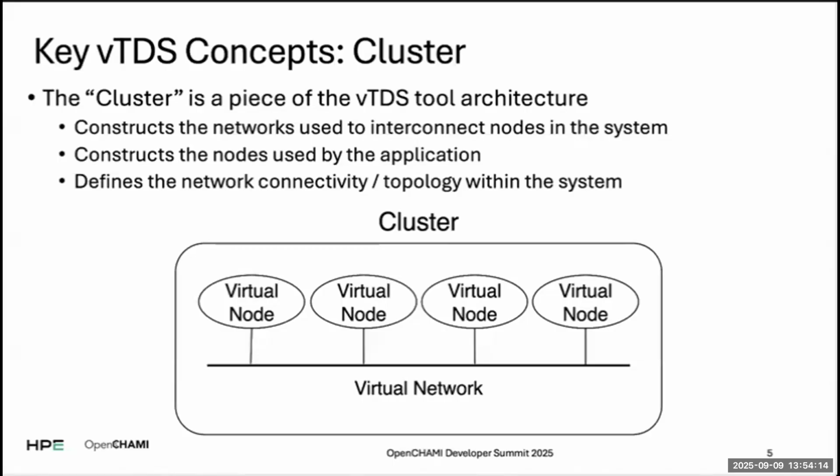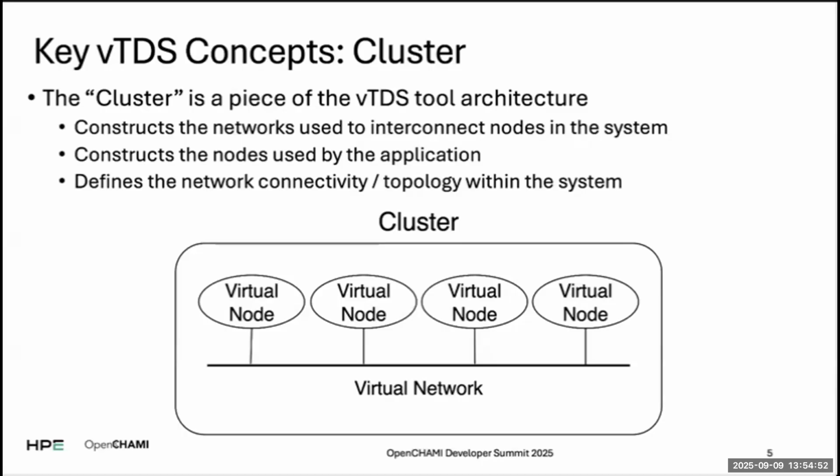The pieces that it exposes are virtual nodes and virtual networks. So virtual nodes are what you would expect. They're the thing that actually either runs your application or is managed by your application. The virtual network is also what you would expect. It's a network connecting those nodes together. There can be many virtual networks within your cluster. It depends on what your topology calls for. And the interconnection of nodes within your cluster can be however you want it to be.